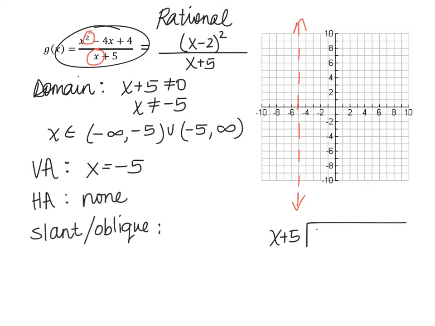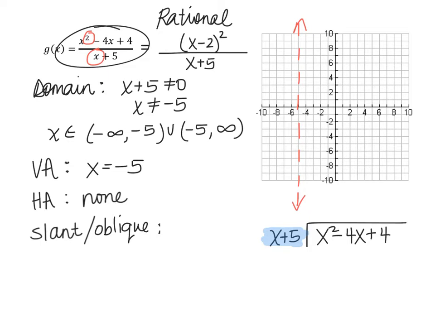into the x squared minus 4x plus 4. And we can choose to do this with long division, or if you notice that the divisor, x plus 5, is linear, then you could also opt to do synthetic division. I will always opt for synthetic division given the choice because I find it more efficient.